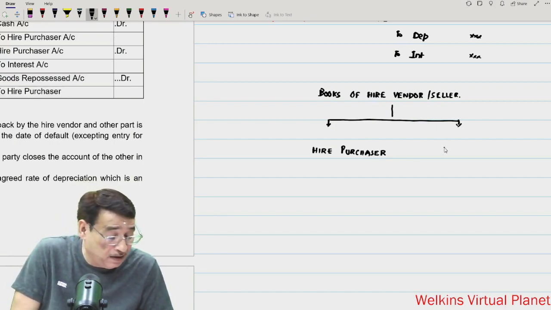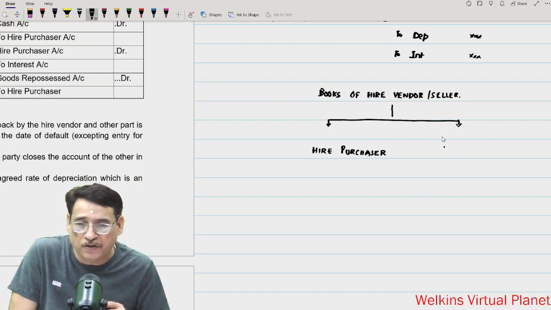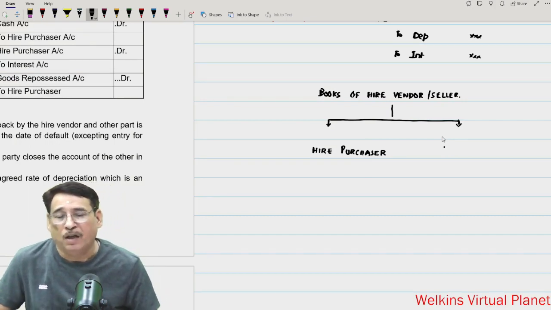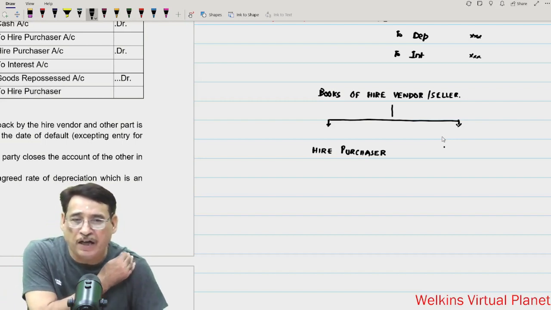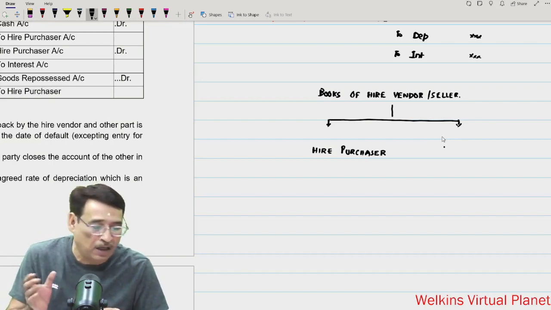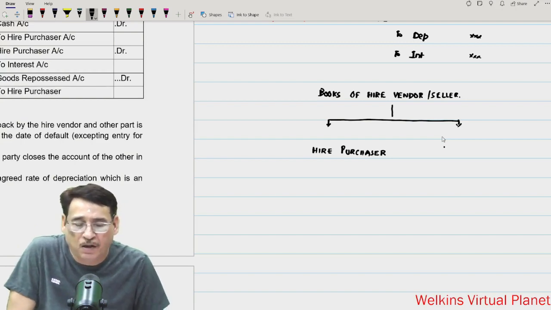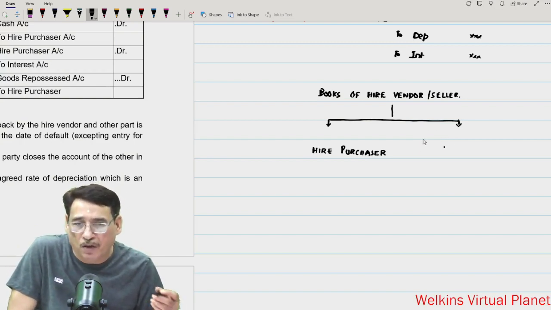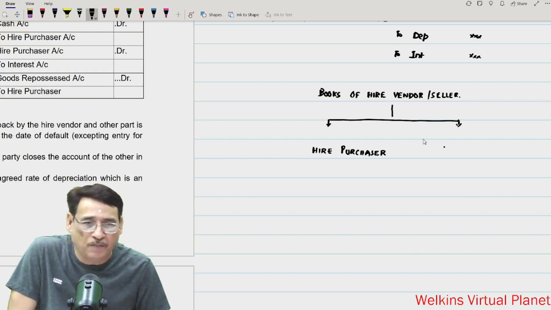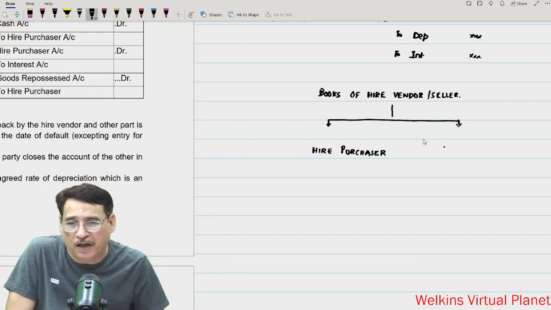that case, I told you about the default and I also told you about what we call the Hire Purchase Act. Do you remember? If any default is committed by the hire purchaser with respect to payment of any installment, in that particular case, the Hire Purchase Act provides a right to the hire seller that he can take back his assets. That is known as repossession. So if any default is committed by the hire purchaser, then the hire vendor or seller can repossess the asset.